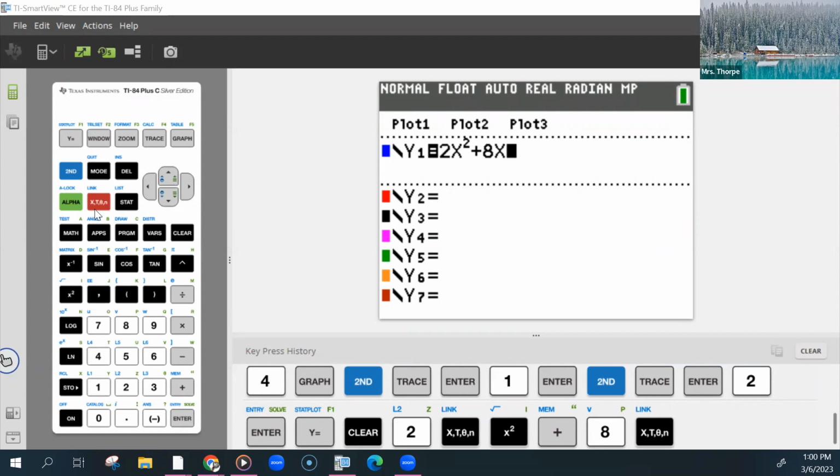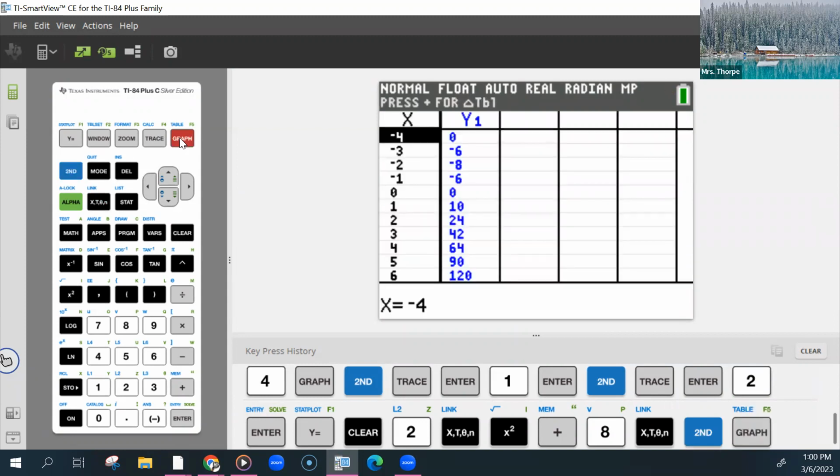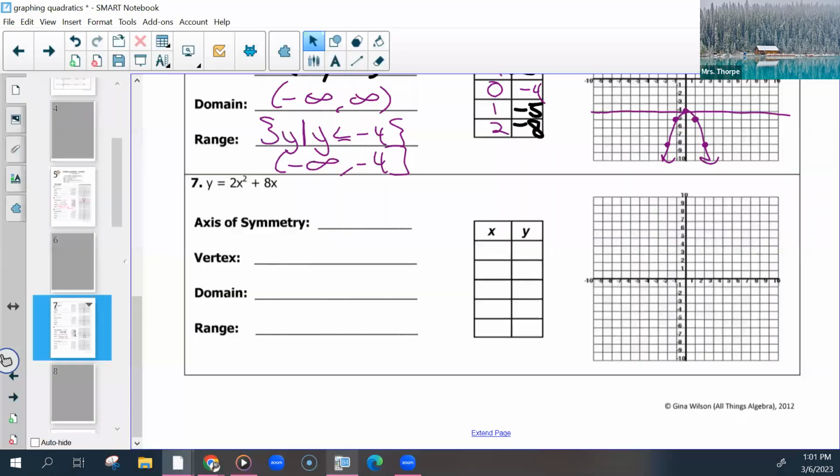And once you have that in, go into your table, second graph. We need to find the point in the middle. So find your y values that repeat and find the point that no longer repeats in the middle. What would that be? -2, -8, so that would be your point in the middle on your table.